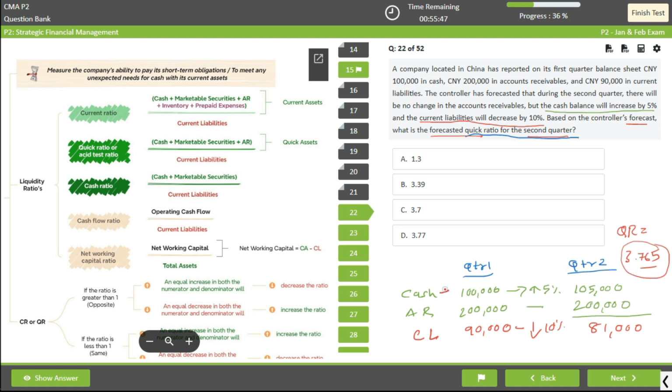What is it? It is cash plus accounts receivable by current liabilities. So you know the formula that we have used, and it comes to 3.765, and when we round it off it comes to 3.77, which is option D.